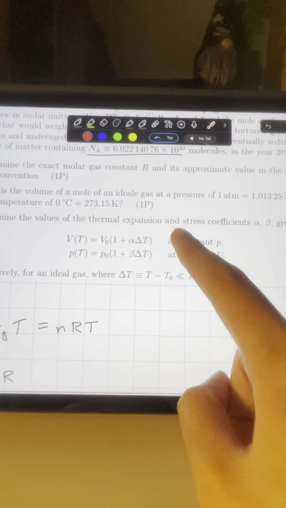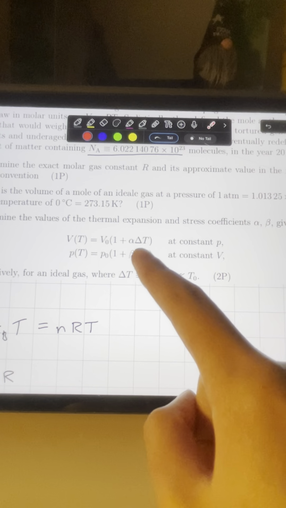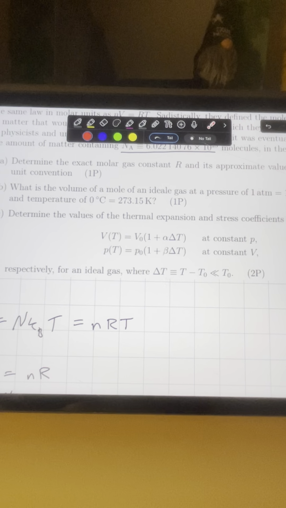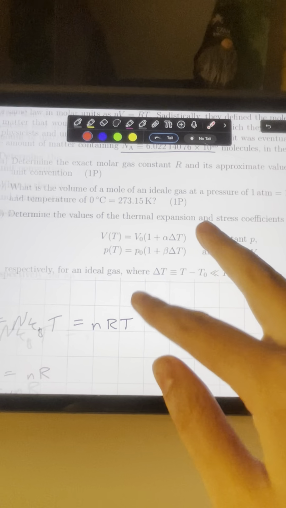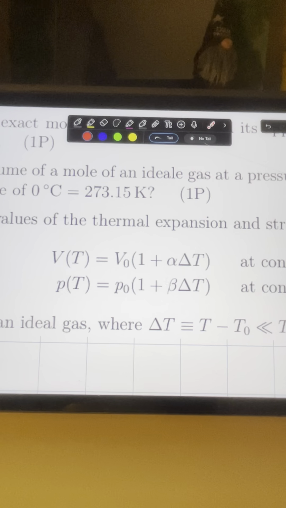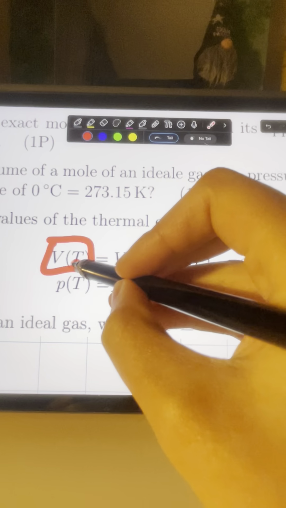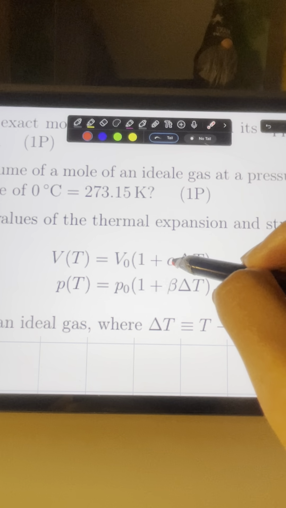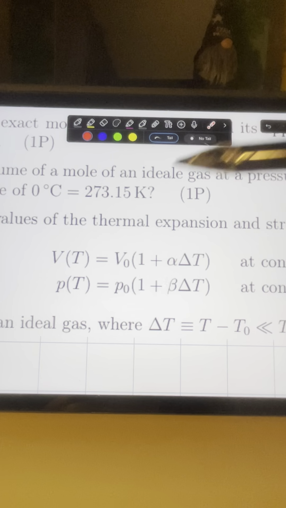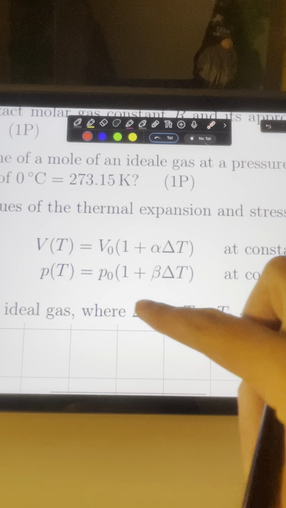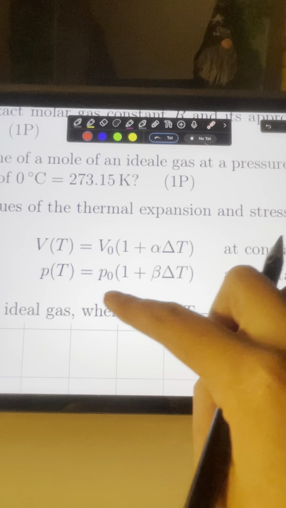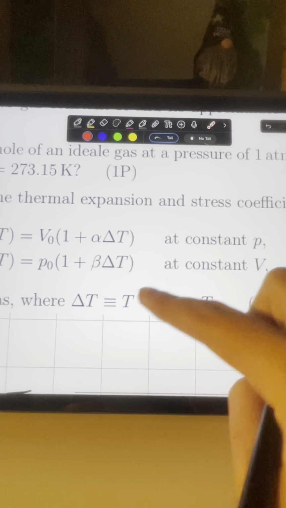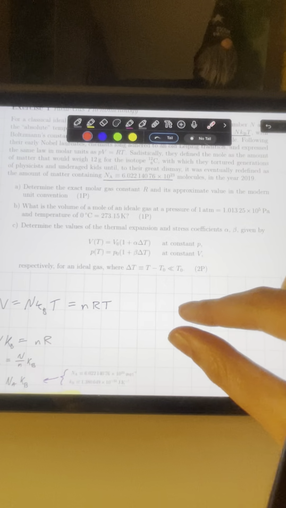Determine the values of the thermal expansion and stress coefficients alpha and beta given by this, respectively, for an ideal gas, where delta T is equal to T minus T naught. The concept of it isn't really needed for the question. The question is just basic algebra, but it's telling you volume changing with respect to temperature, scaled by some thermal expansion coefficient at a constant P. Same with pressure as a function of temperature being scaled by some beta, at constant V.